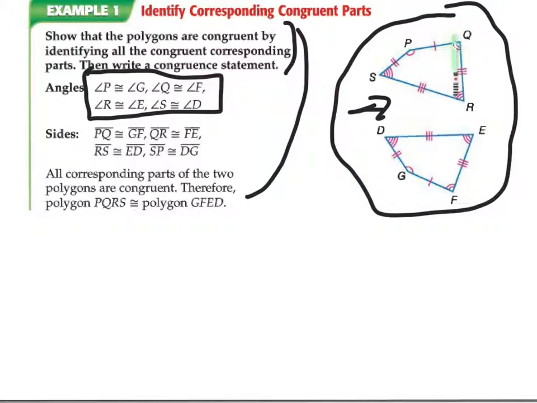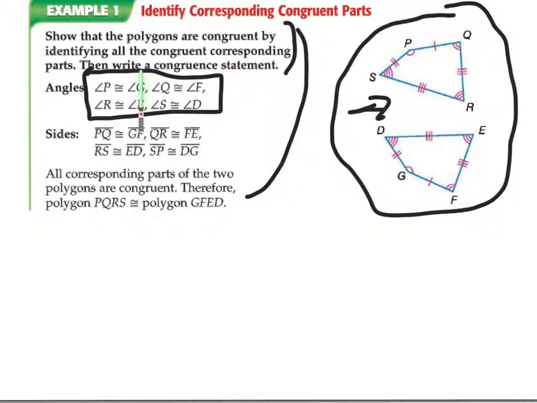And then if I was going to talk about this side QP, and let's say it had a length of like 5 centimeters, since this also has the one marking with it, this also would have a length of 5 centimeters. Now I don't know it's 5 because I didn't have the numbers in there, but you understand that those parts are the same.